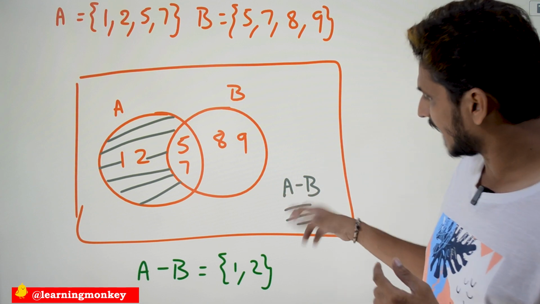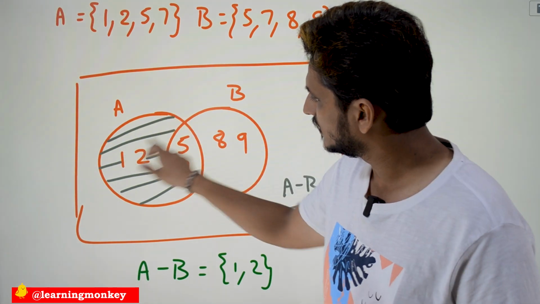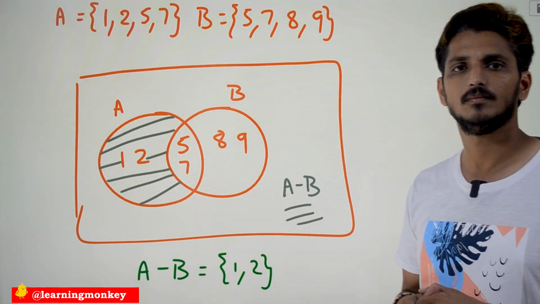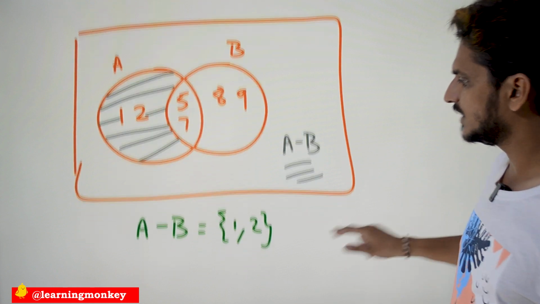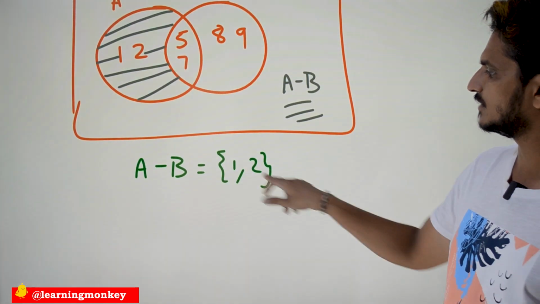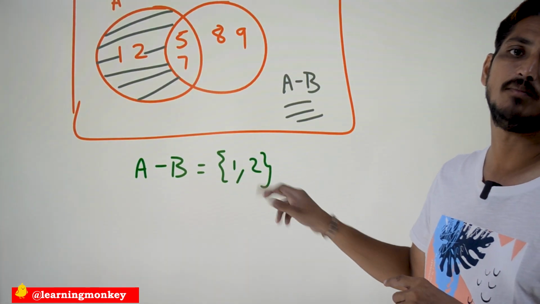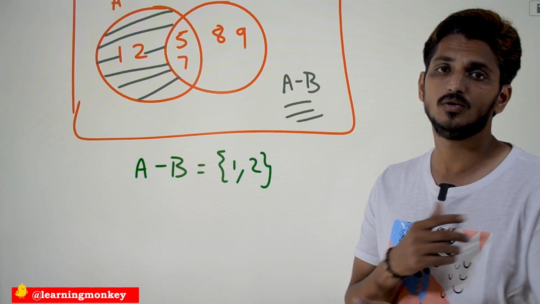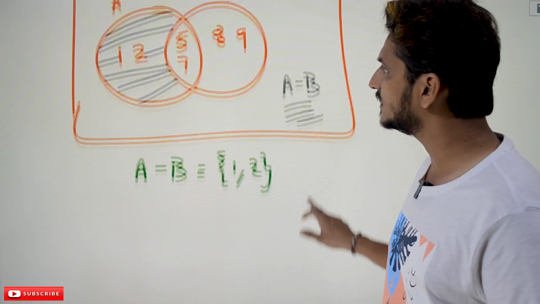It should be shown as the dashed area. This is the area which belongs to A minus B. So A minus B is equal to the set of elements containing 1, 2. These are the set operations which we are going to use. Hope you understand these set operations.